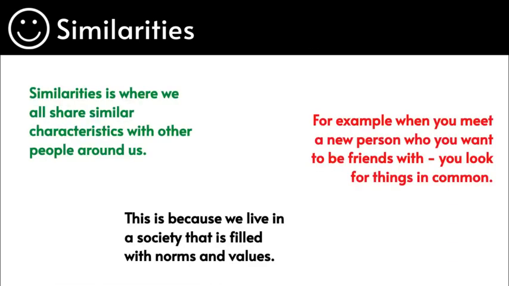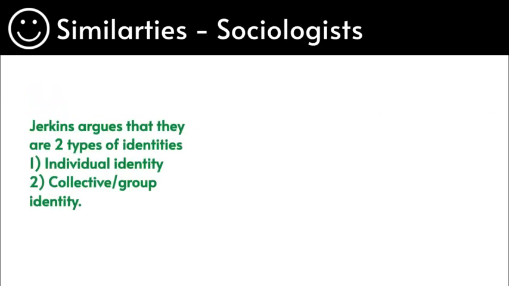Moving on to sociologists. So I want you guys to write down these sociologists, and after you've written down these sociologists, it's very important to link it with my previous slide. So, linking this in. Jenkins, a sociologist which we have actually heard of, argues that there are two different types of identities, individual identity as well as the collective group identity.